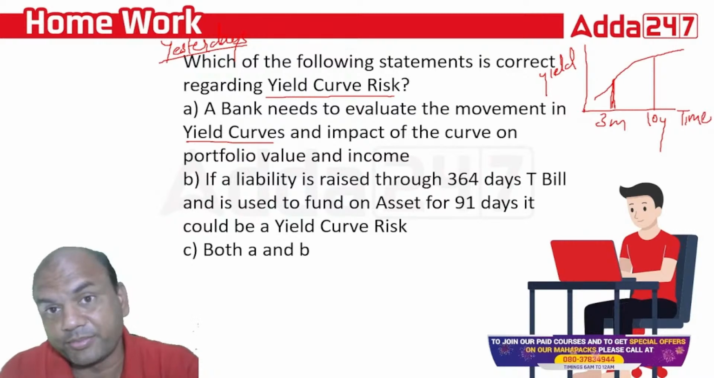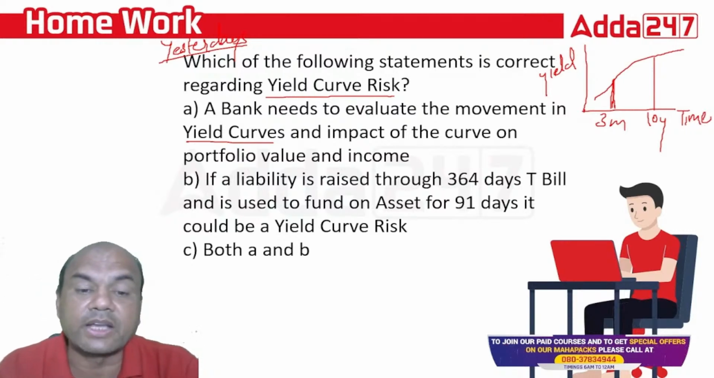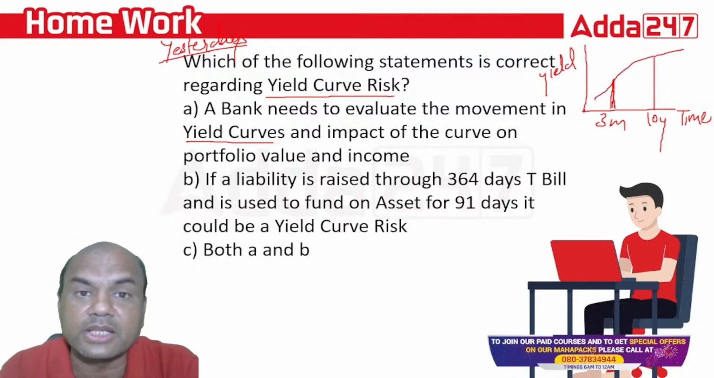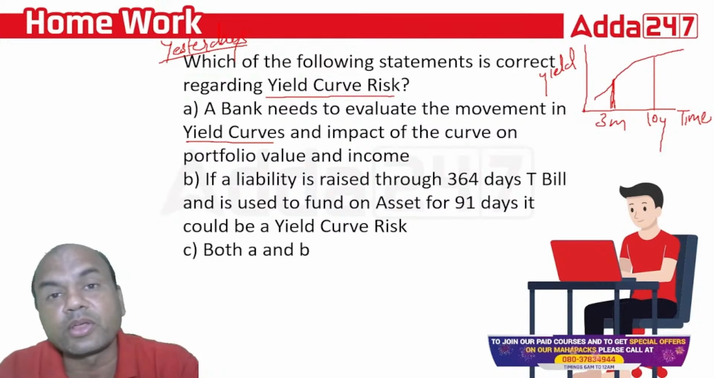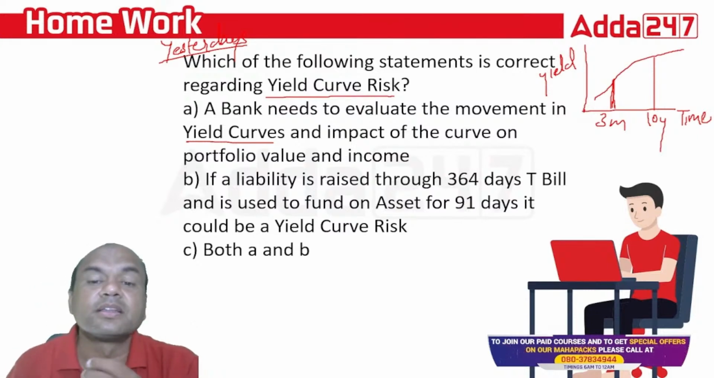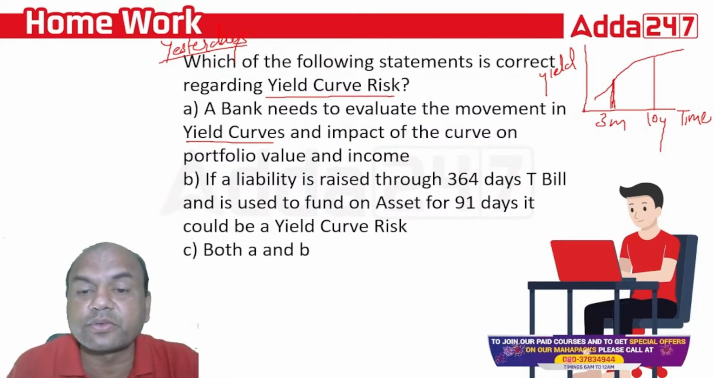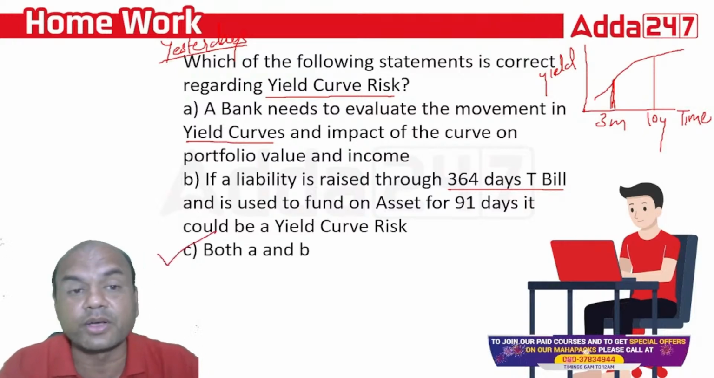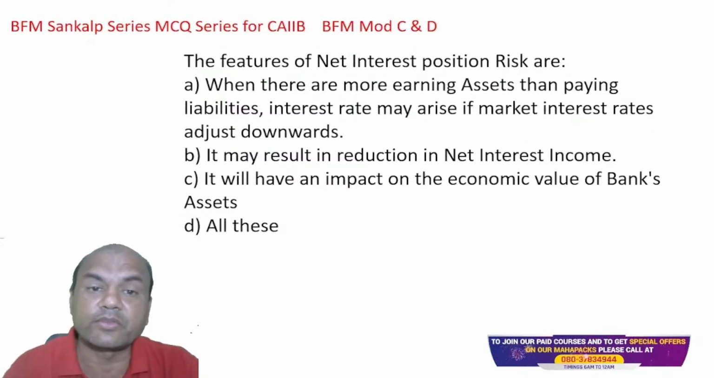I may be, because once this 91-day loan matures, again I need to refresh this loan. Again I need to give it to someone else. So will I be able to give it at the same rate? This liability is fixed at 364 days, because the rate of interest is fixed for the liability, but this is changing. So I'll definitely be faced with the yield curve risk. So the answer is C, both A and B. This was yesterday's homework. Let's start with today's part.